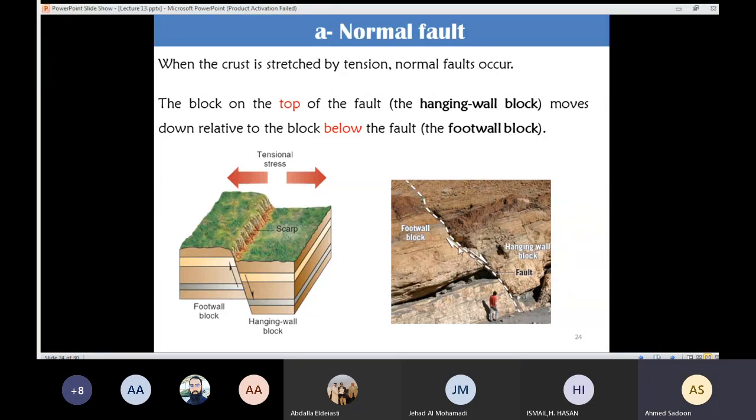Yeah, we have a real picture for that. As you can see here, that layer should be there, which means that I have relative movement of the hanging wall relative to the foot wall block. It means that in that figure, I'm witnessing a normal fault.